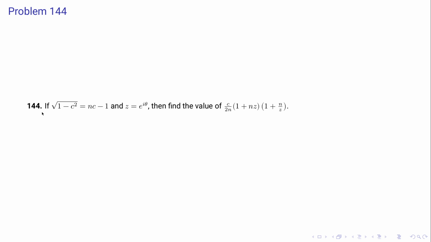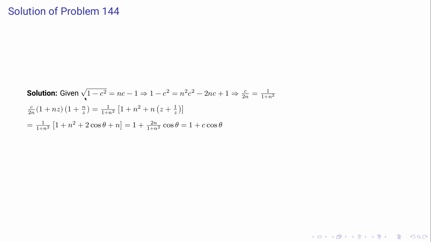Problem 144 says that if square root of 1 minus c square is equal to nc minus 1 and z is equal to e to the power i theta, then find the value of c by 2n into (1 plus nz) into (1 plus n by z). So we are given that square root of 1 minus c square is equal to nc minus 1.